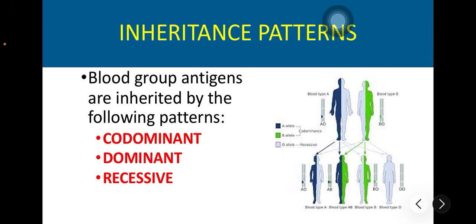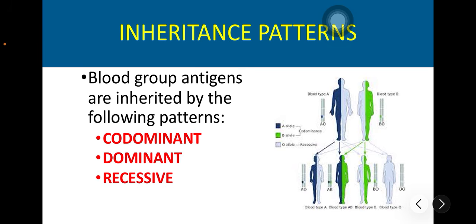Now let's proceed to the inheritance patterns. Most blood group genes follow a codominant inheritance pattern. This is fantastic for us in the laboratory. It means that if you inherit an A gene from your mom and a B gene from your dad, both are expressed equally in your red cells. So you become group AB.